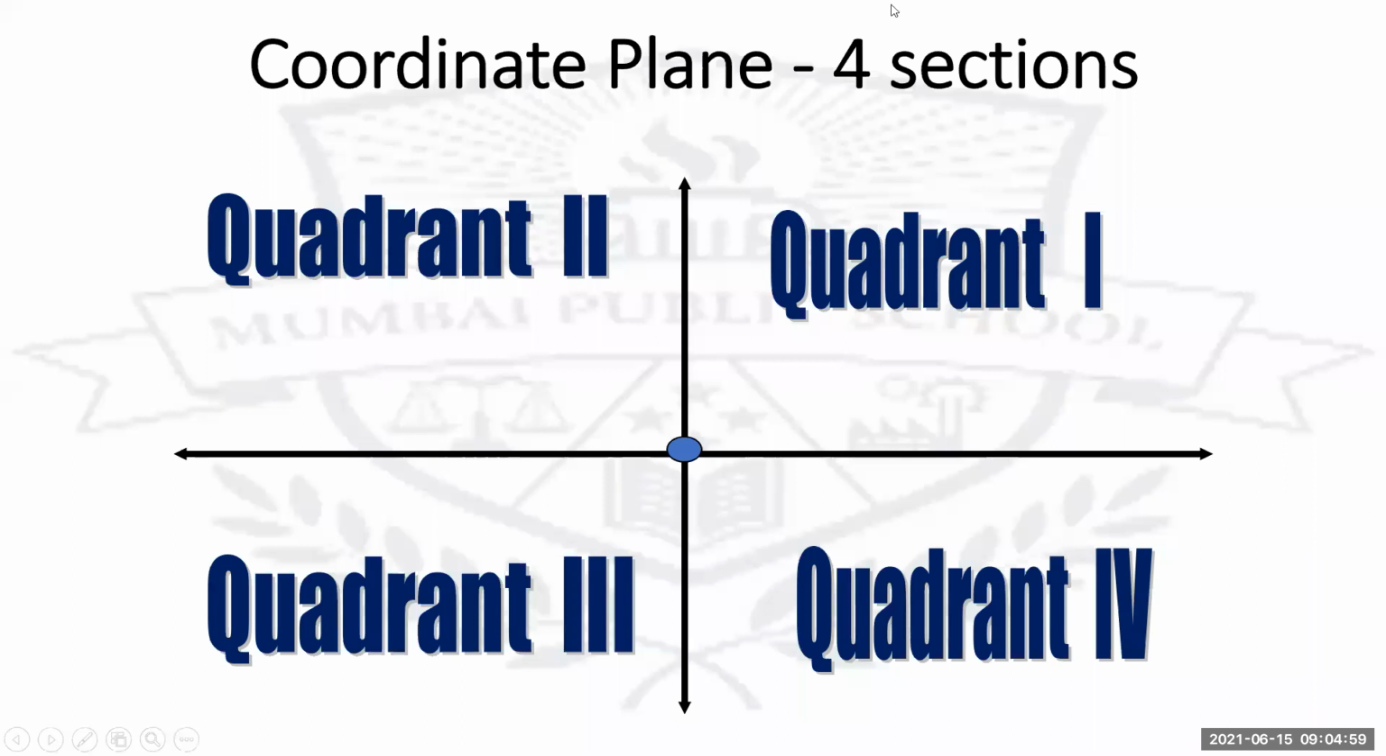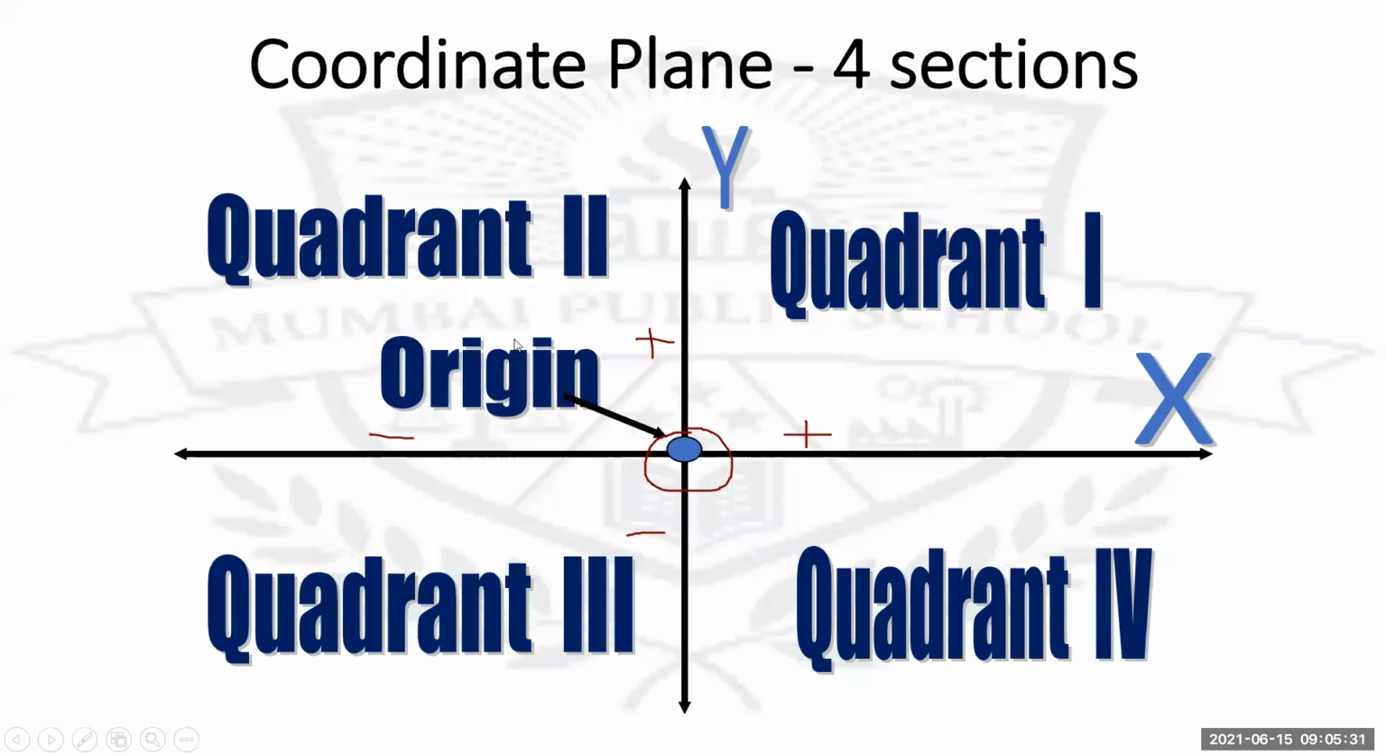Now here, what happens in this? As this is a number line, here on the right the numbers will be positive. On the left-hand side you'll get negative numbers. Up you'll get positive numbers. Below you'll get negative numbers. At the center here, it is called the origin. X, Y, this is called the origin.